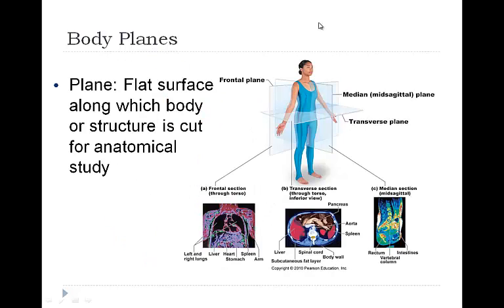Okay, next one is body planes. So we're going to have our three planes. Your frontal plane, also known as your coronal plane. This separates you from front to back. So frontal plane separates front and back. Median plane, or sagittal plane, will separate left to right. And your transverse plane separates superior from inferior, or cephalad from caudad.